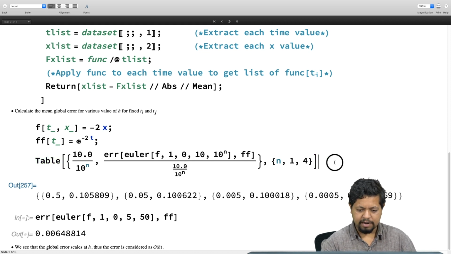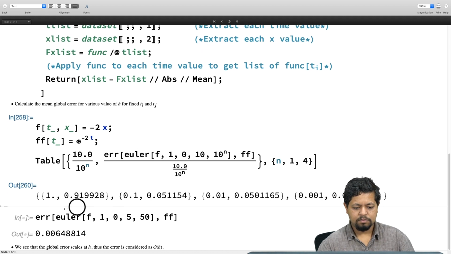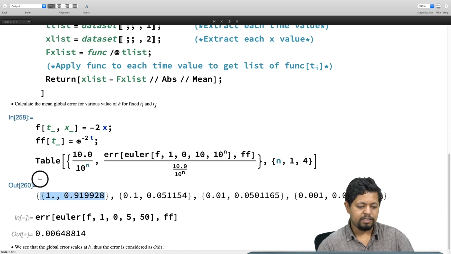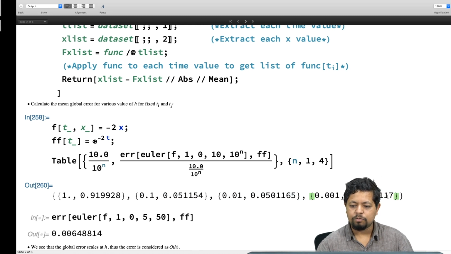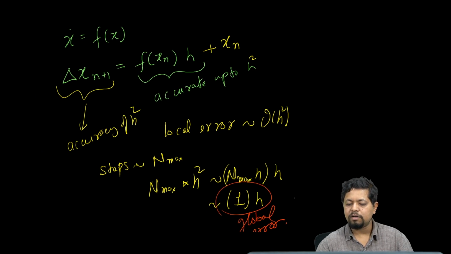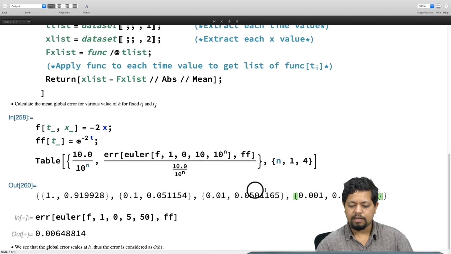And I can execute this again, and you see that the first one, the error was, the h was too large. h was 1 because 10 over 10 is 1. So that's something that is an outlier. So we leave this one out. But apart from that, for small values of h, when h is 0.1, 0.01 or 0.001, we see that mean absolute error divided by h is a constant. This is a numerical check of the fact that we laid out, that global error in Euler method scales like order h. And that's what we are seeing over here.